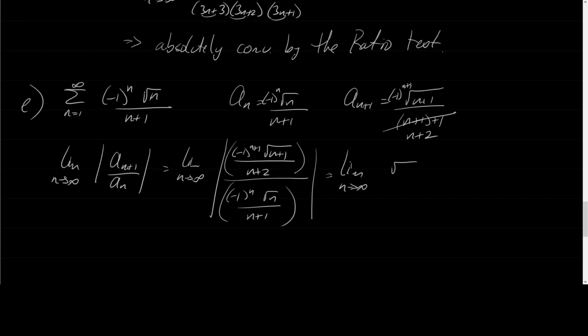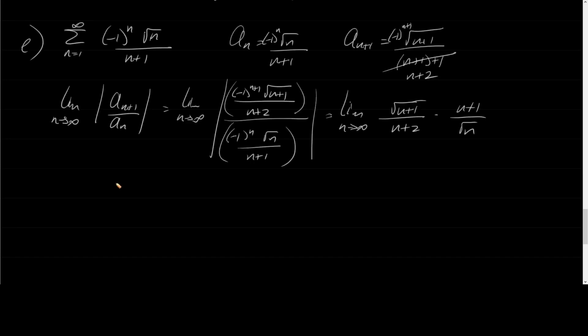So what we have is the square root of n plus 1 over n plus 2 times, instead of dividing by a fraction, I'm going to multiply by the reciprocal, which is n plus 1 times the square root of n, right? We can rewrite this now as the limit as n goes to infinity of, watch how I'm going to group these. I'm going to put these two together, so n plus 1 over the square root of n, and then the other two over each other, so n plus 1 over n plus 2.